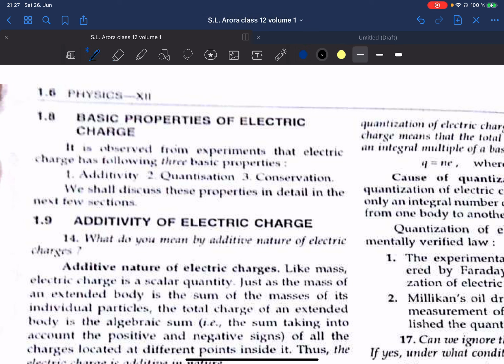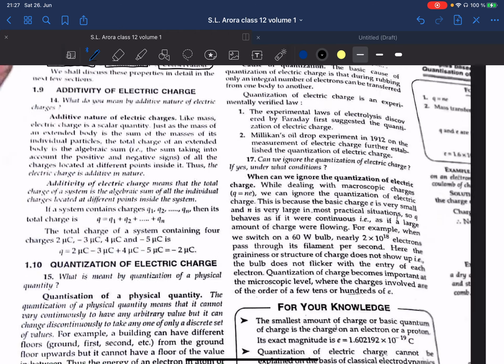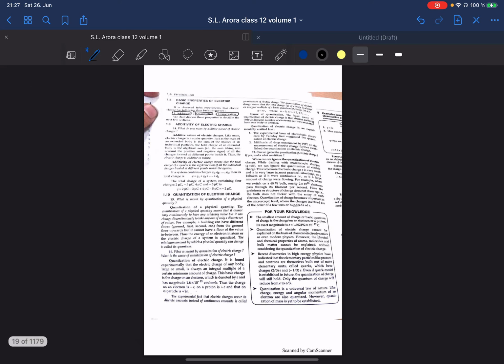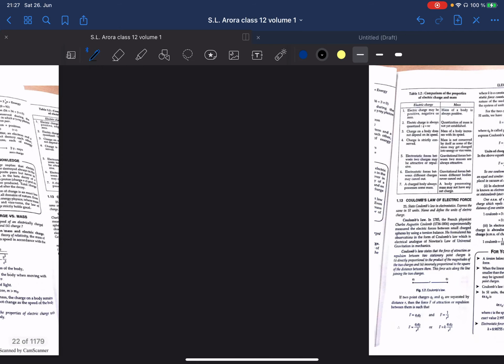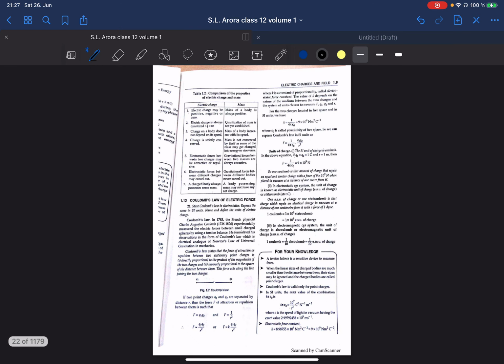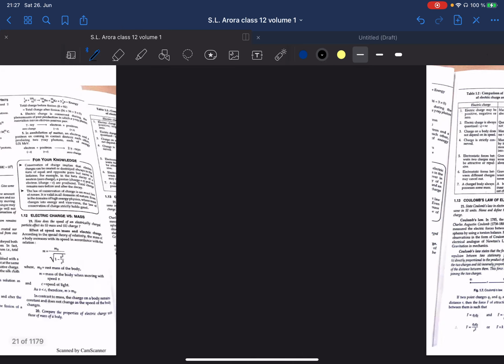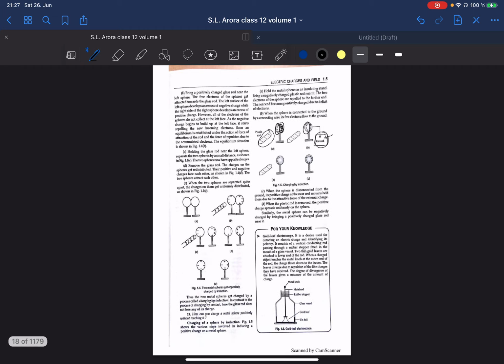We are trying to explain the properties of charge: additivity, quantization, conservation. This is the last topic for today's video. From next time we are going to start with Coulomb's law, and this chapter will be in 4 parts. For the first part, this was just an introduction.